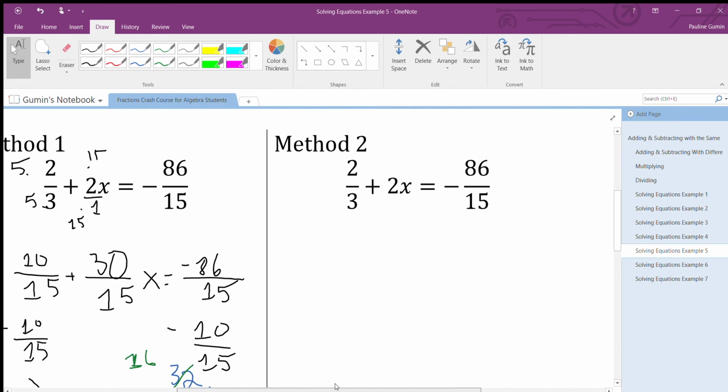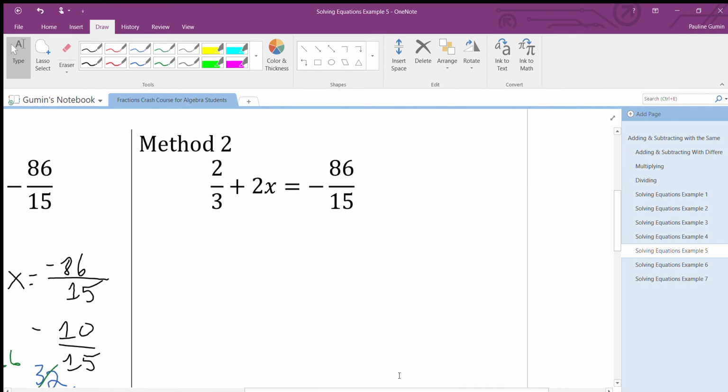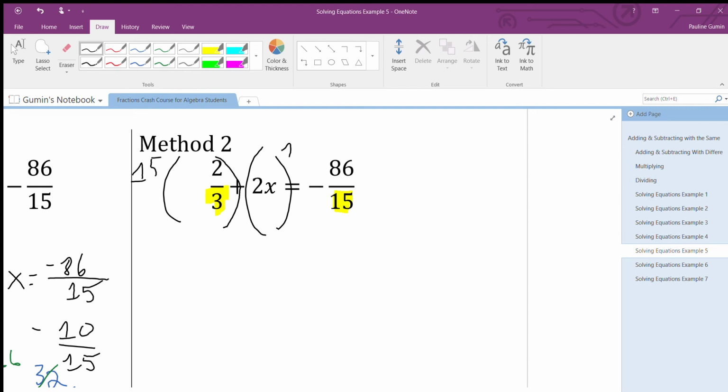In method number 2, we're going to get rid of the denominators right away. So I see that I have a 3 and a 15. And you know what? I can multiply, I can get 3 to become 15. 3 and 15 will cancel. So what I'm going to do is multiply every single part by 15. Because I know that will cause the denominators to cancel. I knew it would cause it on the right-hand side because the bottom is 15. On the left-hand side, 3 and 15 reduce.